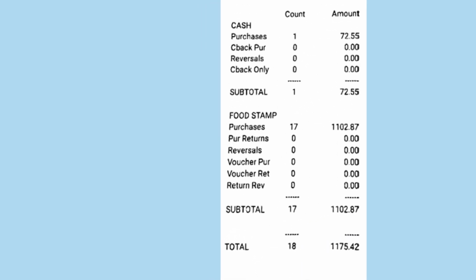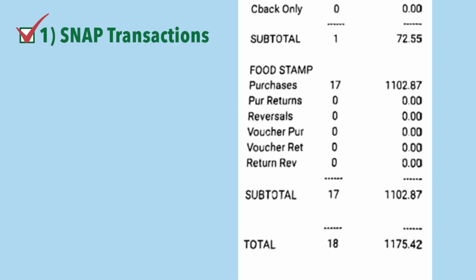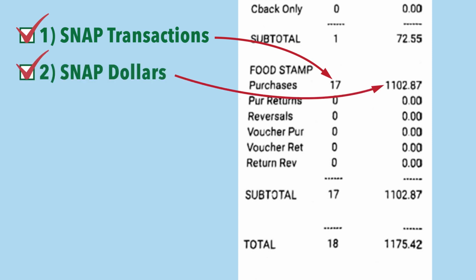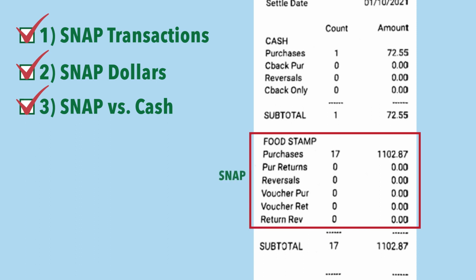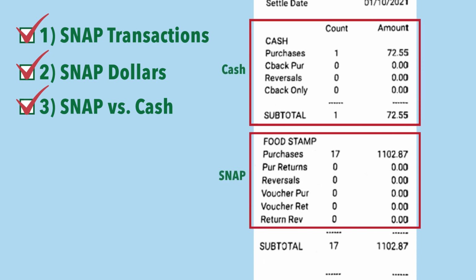Acceptable batch reports show three things. 1. The total number of SNAP transactions. 2. The total number of SNAP dollars. And 3. The separation of SNAP EBT transactions from cash EBT transactions.